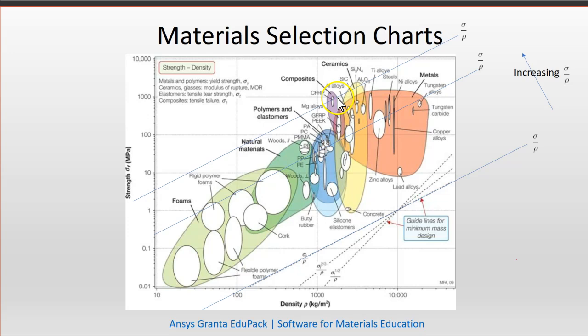We see that the highest performance, or the highest values of sigma over rho, is going to be achieved by using a composite material. If, for instance, we find that a rigid polymer foam in this section gives us an acceptable value, then we can look for alternatives that have an equal value of sigma over rho by just going along this line.